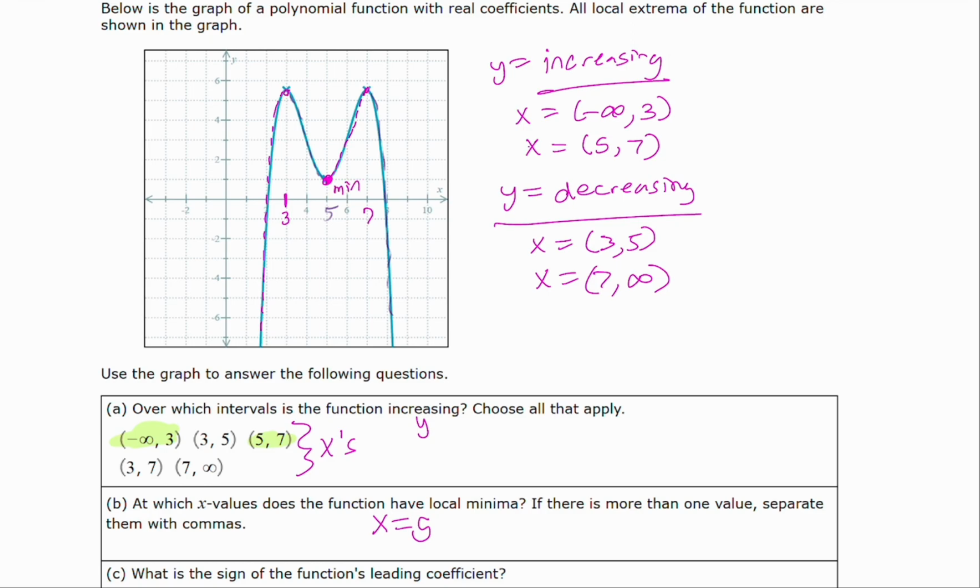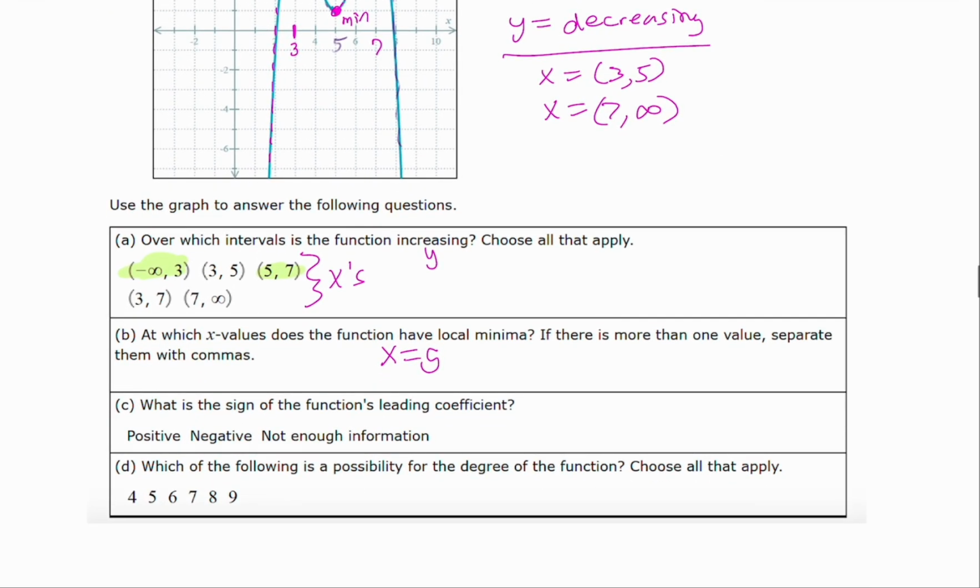These two are local maxes. And those happen to be absolute maxes as well. It says, what is the sign of the function's lead coefficient? Well, we can already tell that the degree would be even because both ends are heading in the same direction. And since they're heading down, the coefficient has to be negative. So this would be negative.